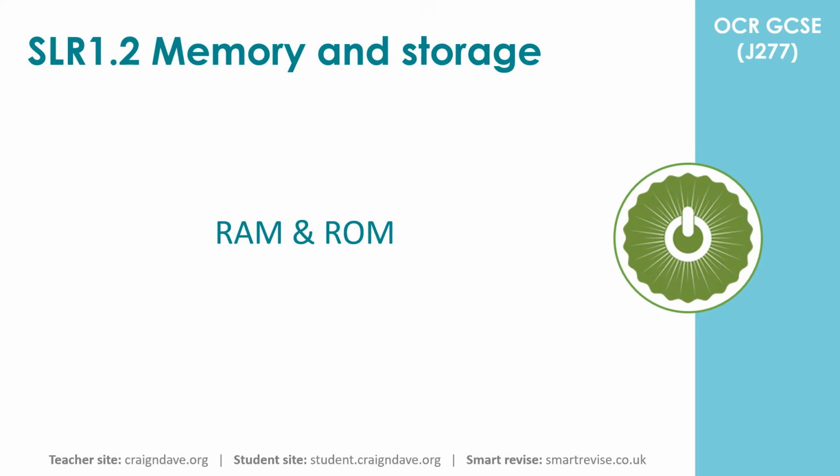The central processing unit fetches instructions from memory. There are two main types of memory in a computer system, also known as primary storage. In this video, we explore RAM and ROM.